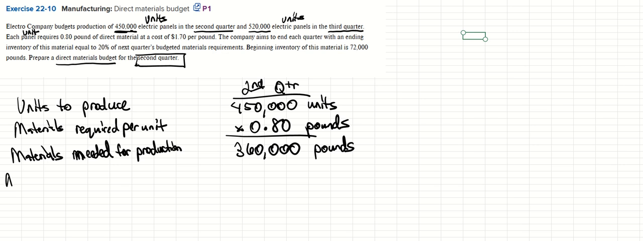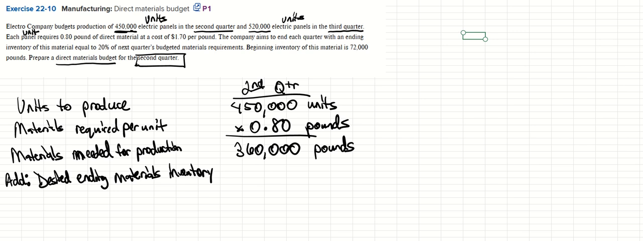Now we're going to have to add the desired ending inventory, specifically materials inventory. What this does is give us a bit of a buffer as a business. So if we need 360,000 pounds in order to produce 450,000 units for the second quarter, then we need to think ahead, because maybe we need a little bit more pounds or more units.